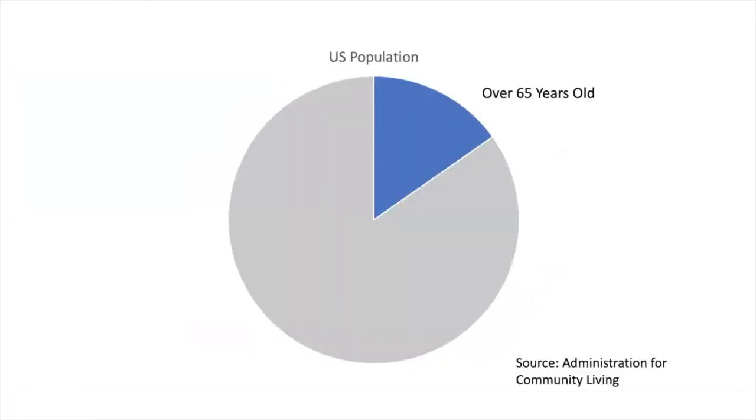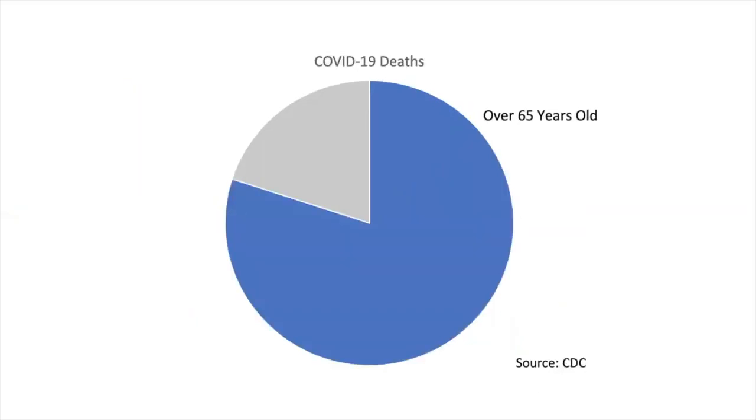In the United States, 15% of the population is over age 65, but 80% of COVID-19 deaths have been in people over age 65.